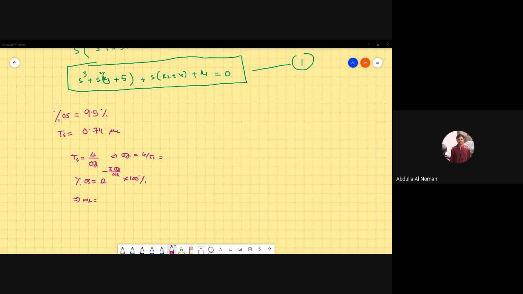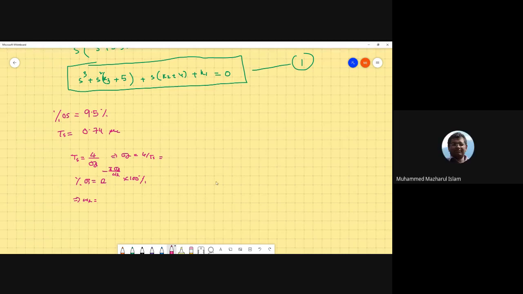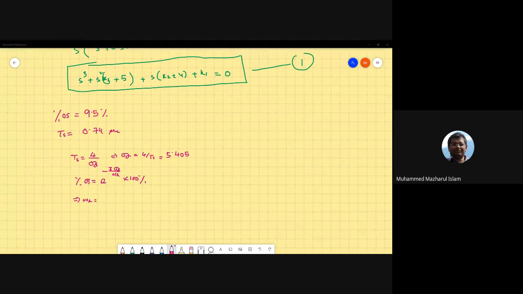I'll wait. 5.405. What's that? Sigma d, sir. Sigma d, you've already done that. So 5.405. Sigma d is a number. Remember, this is a number. Okay, and what about omega d? Can you find this out? Needs a bit of calculation, but eventually you'll get there. Try to find it out, okay?